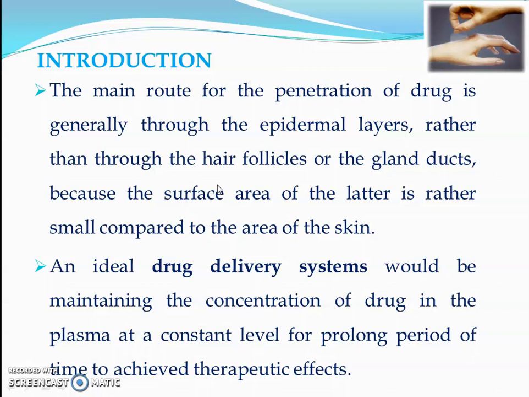Ideal drug delivery would be maintaining the concentration of the drug in the plasma at a constant level for a prolonged period of time to achieve therapeutic effect. So what is meant by ideal drug delivery system? The ideal drug delivery system can release the drug for a prolonged period of time, and the concentration of the drug should be maintained in the systemic circulation to achieve a therapeutic effect.